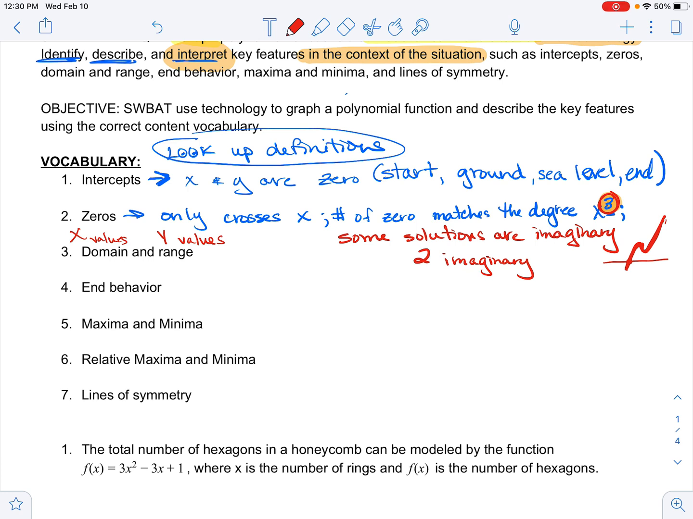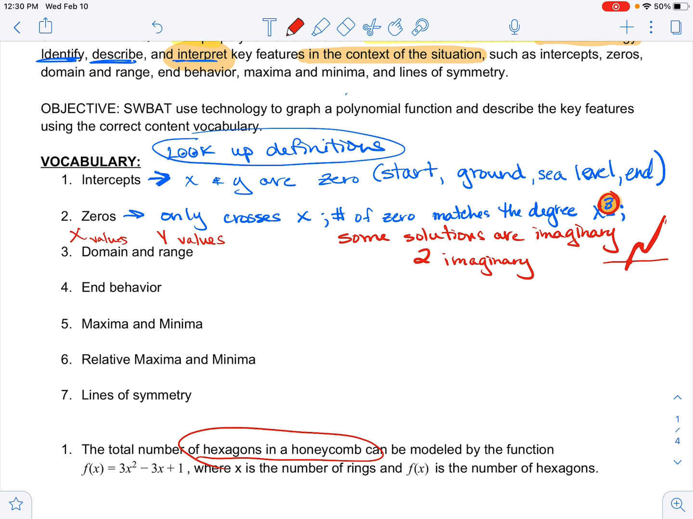Well, that's because we're talking about honeycombs. And we're talking about hexagons and honeycombs. Well, we can't have negative quantity of honeycomb or a negative number of hexagons. And so that makes sense in a real world situation that the range would be all positive values because we can't have negative ones of those.